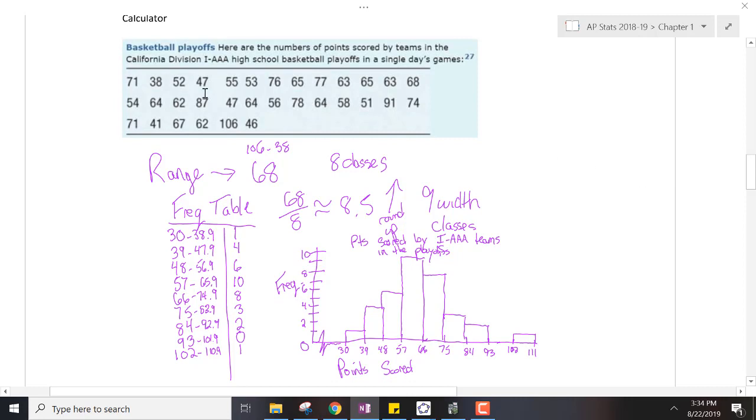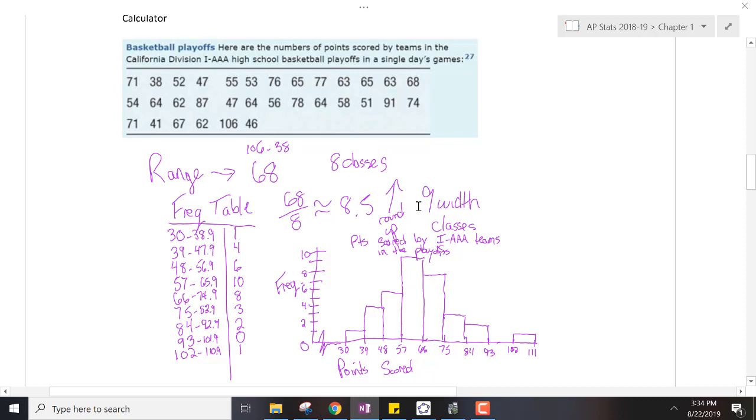So first, we probably want to put them in order, and then figure out the classes first. So the range is 68. Biggest value is 106, smallest is 38. Subtract them, you get 68. Divide by 8, because we decided we want 8 classes. So each class would be 8.5, but again, we have to round up, so the width is 9.